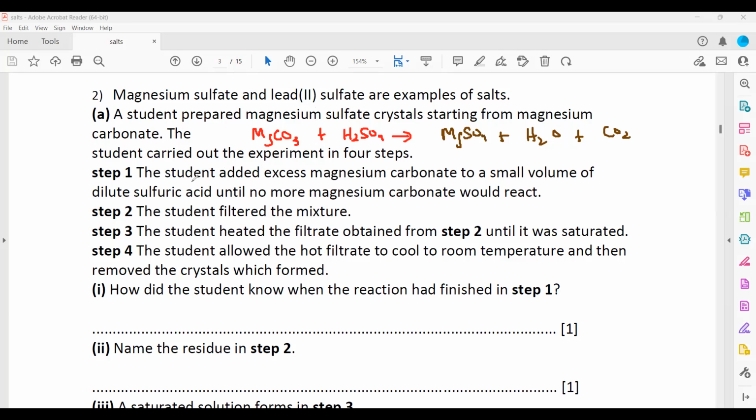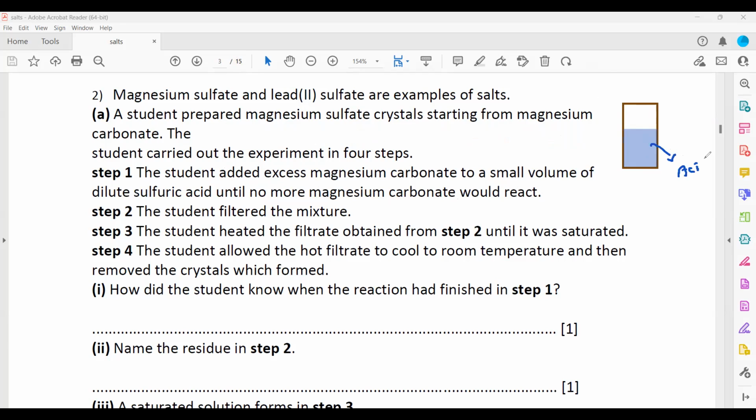Now, what did the student do? A student added excess magnesium carbonate to a small volume of dilute sulfuric acid until no more magnesium carbonate would react. So first, the student had a small quantity of an acid, and the student added magnesium carbonate. He added more than enough magnesium carbonate until all of the acid is used up. So it will become a salt solution, and unreacted magnesium carbonate will be there.